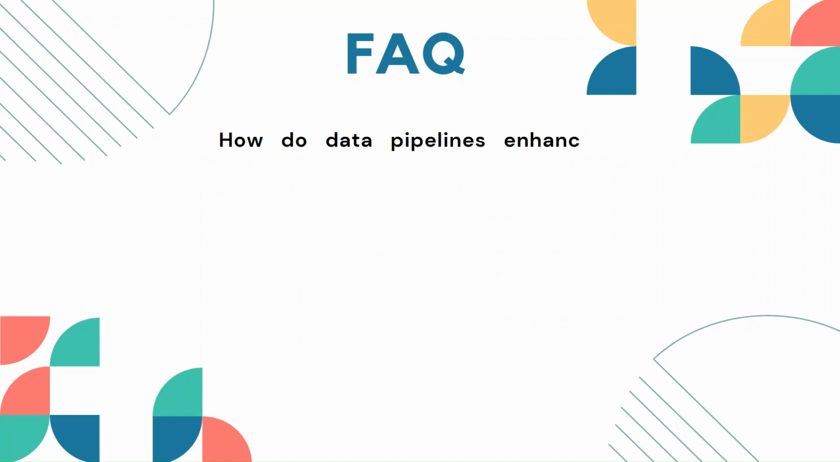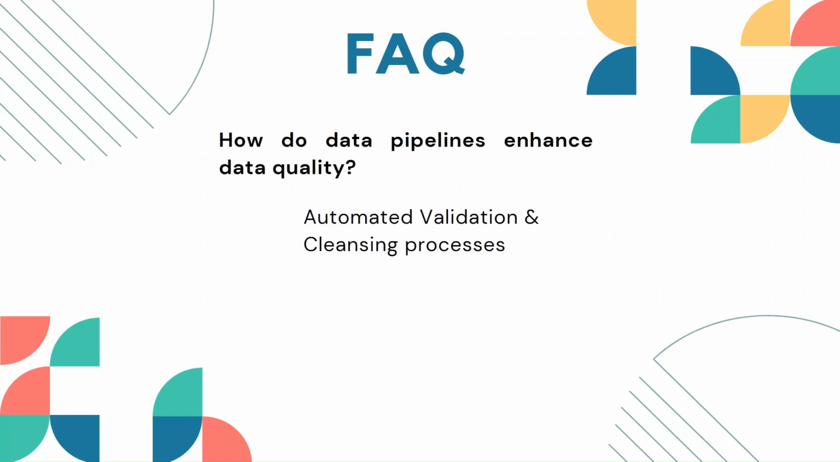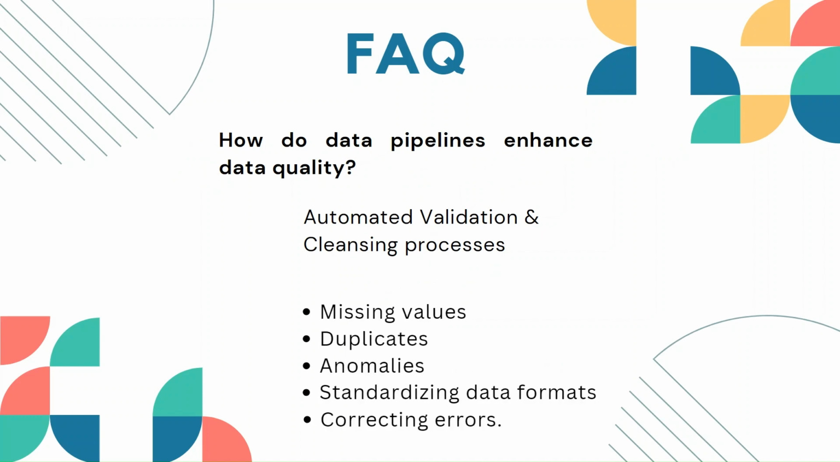How do data pipelines enhance data quality? Data pipelines enhance data quality through automated validation and cleansing processes. These include checking for missing values, duplicates, and anomalies, as well as standardizing formats and correcting errors. For instance, a data pipeline can automatically identify and remove duplicate customer records or correct misspelled city names. By automating these tasks, data pipelines ensure that the data is clean, consistent, and ready for accurate analysis, leading to better business insights and decisions.